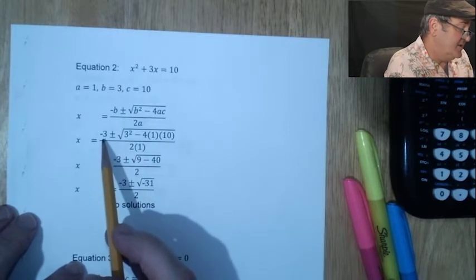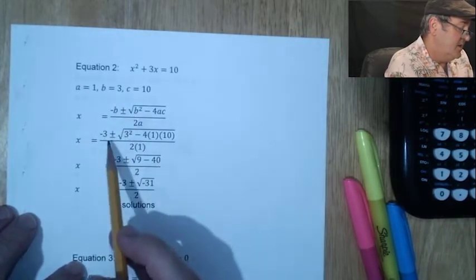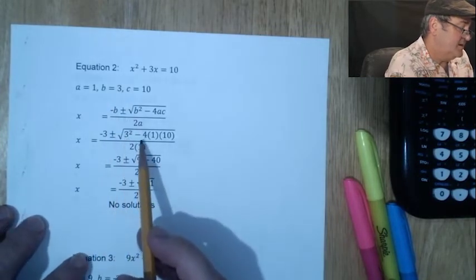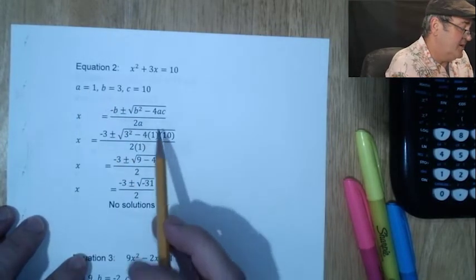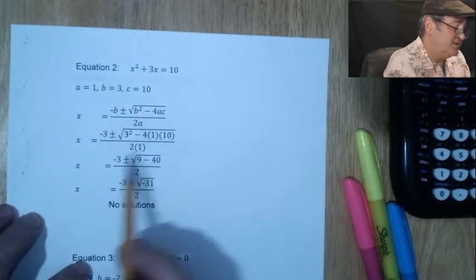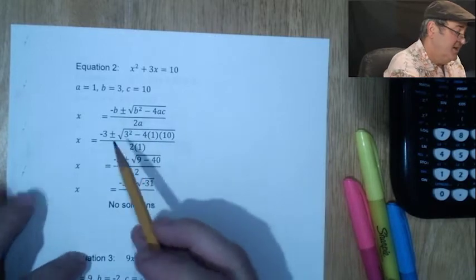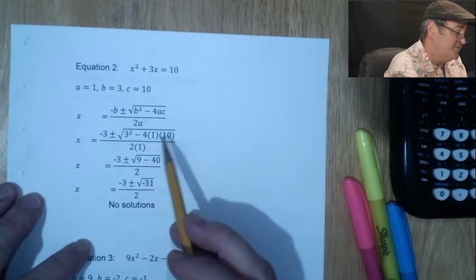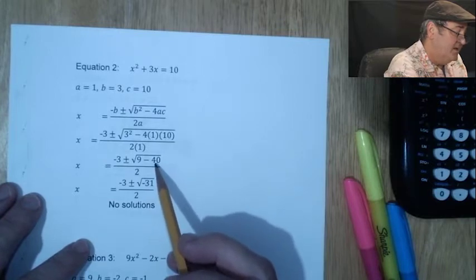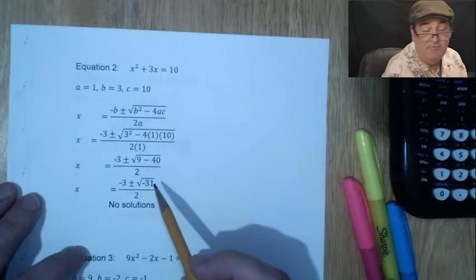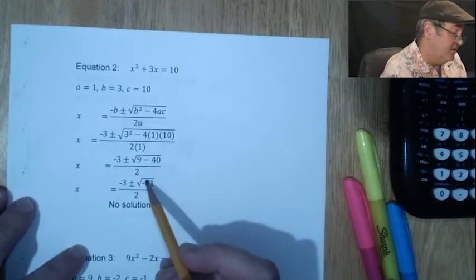Negative b, so they said negative 3 plus or minus the square root of 3 squared minus 4 times 1 times 10, all divided by 2 times 1. Okay, that's just straight substitution. So I said negative 3 plus or minus, 3 squared is 9. They said 4 times 1 times 10 is 40. So the next step, they said 9 minus 40 is negative 31.